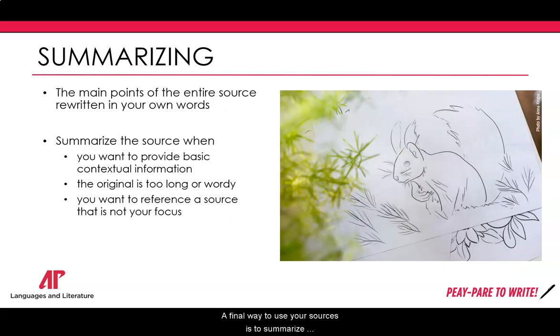A final way to use your sources is to summarize them. Summarizing involves explaining the major ideas of a source in your own words. While similar to paraphrase, summaries tend to be significantly shorter than the original source and leave out the details, instead ensuring that your reader understands the basics of the source, such as the plot or the main arguments. Summarize a source when you want to provide basic contextual information, the original is too long or wordy to include as a quote, and you want to reference a source that is not the focus of your writing.